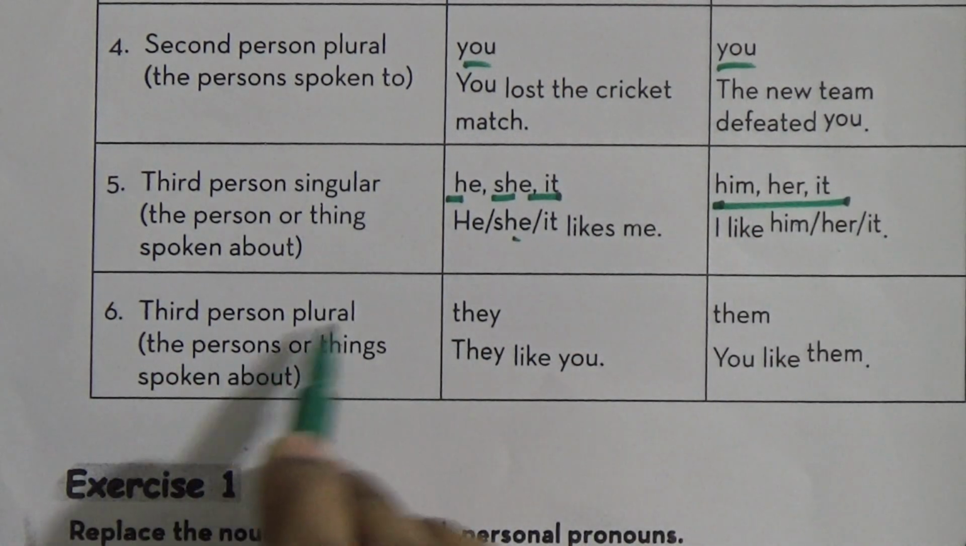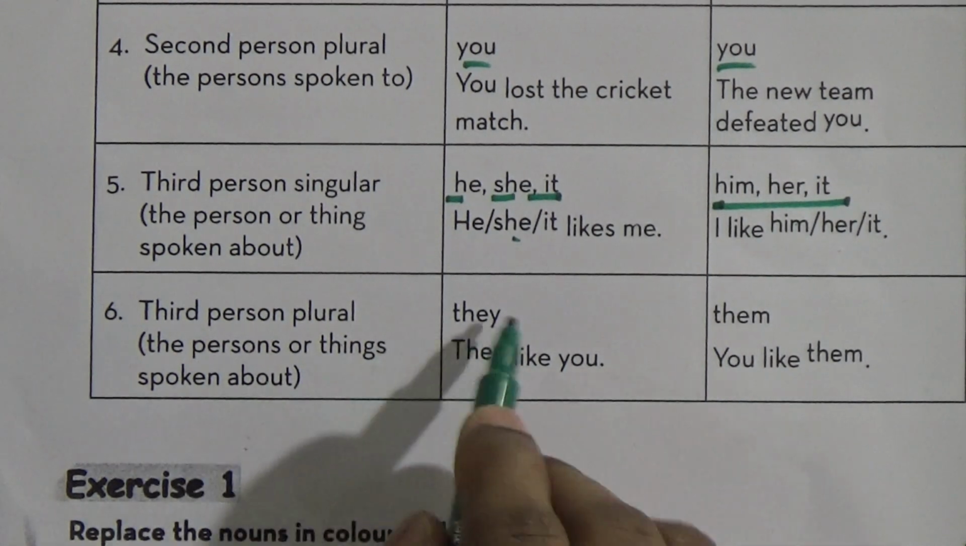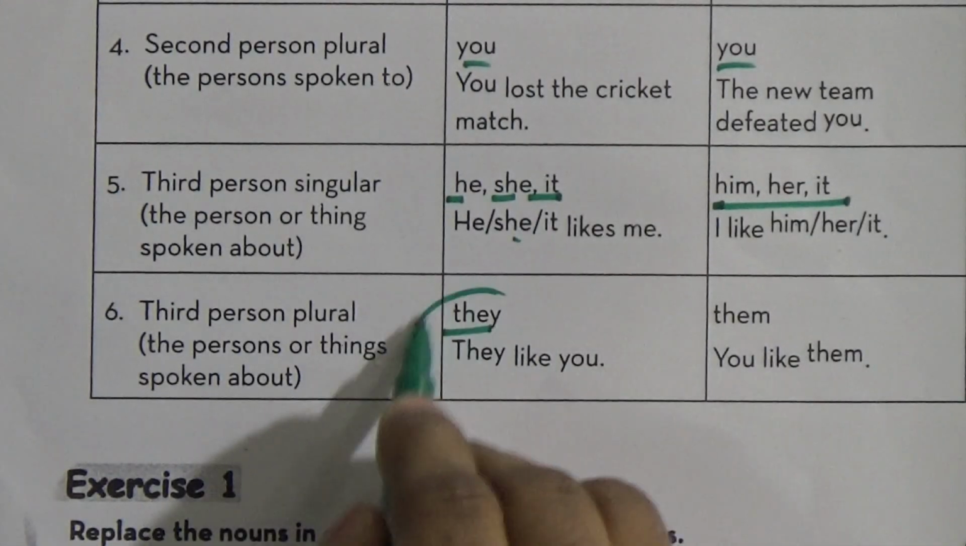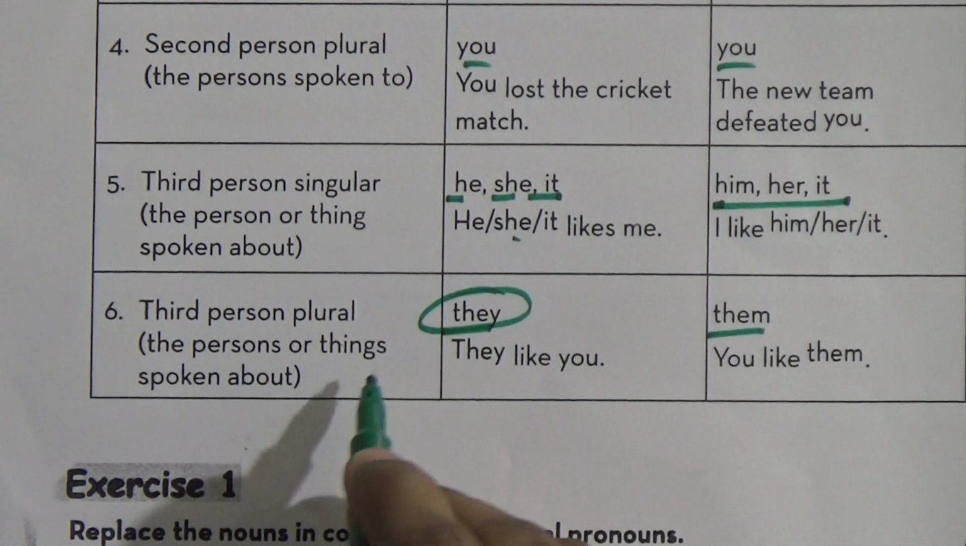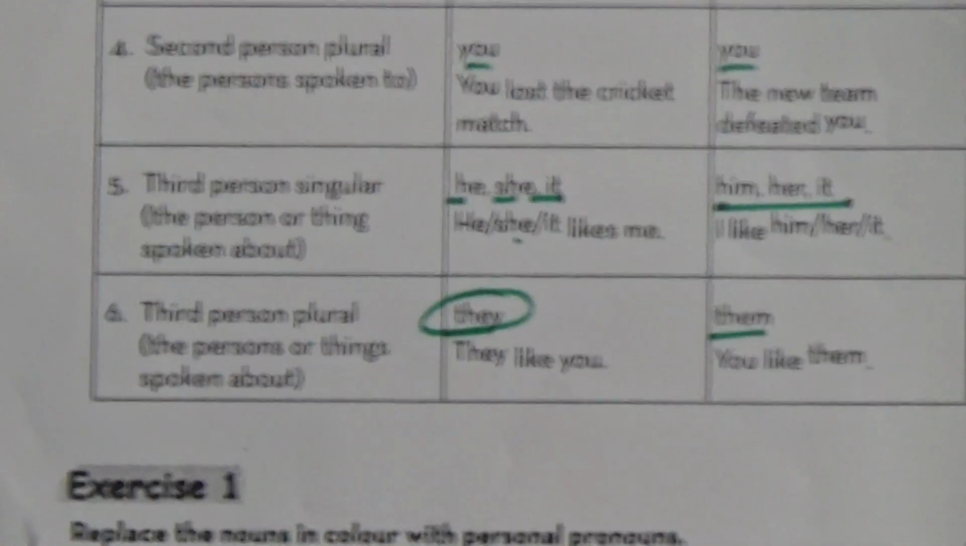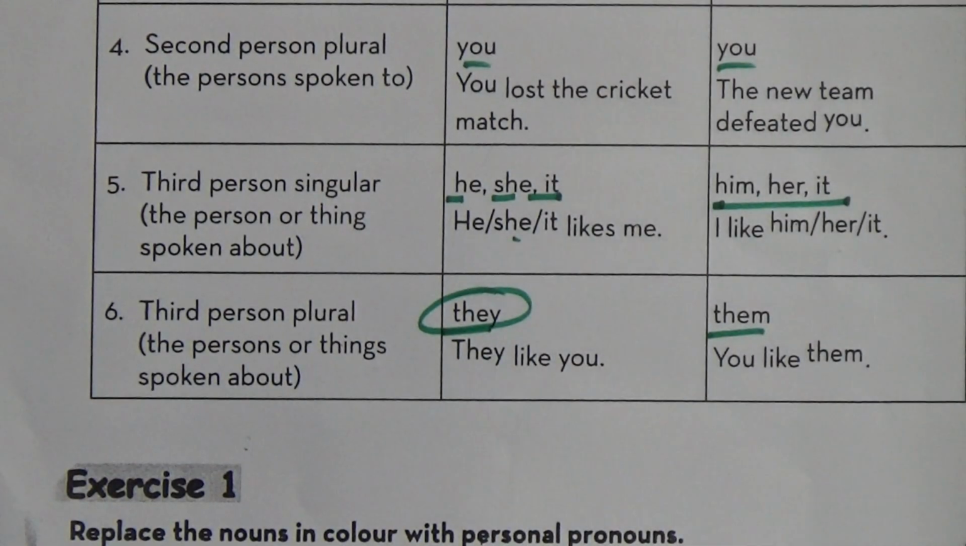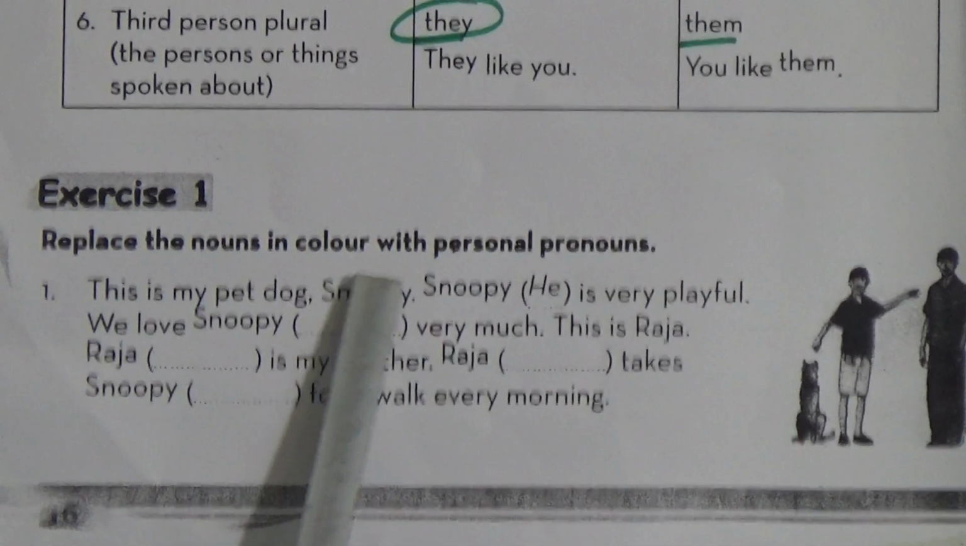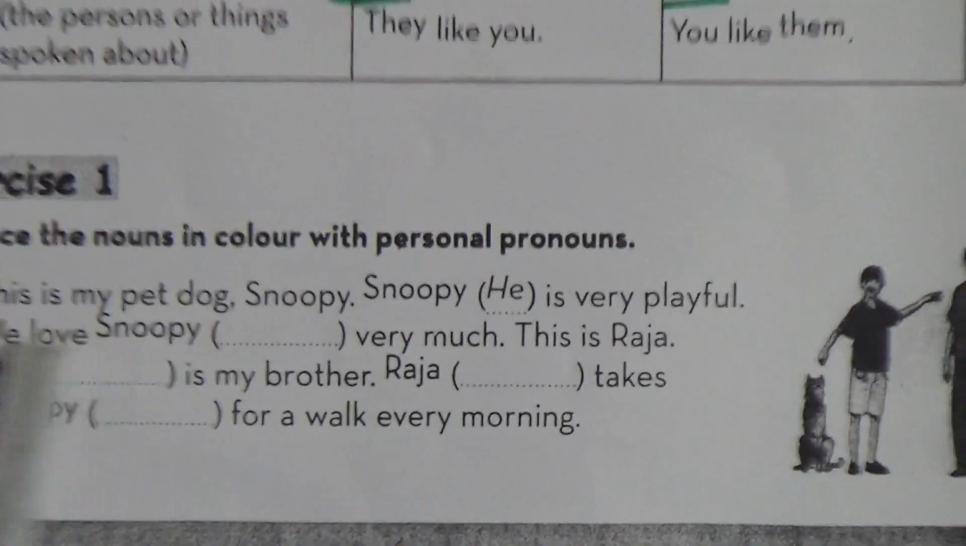Third person plural, the person or things spoken about, they. Third person plural means many, and them, the objective form of they. Okay, let's do exercise 1. Replace the nouns in color with personal pronouns.